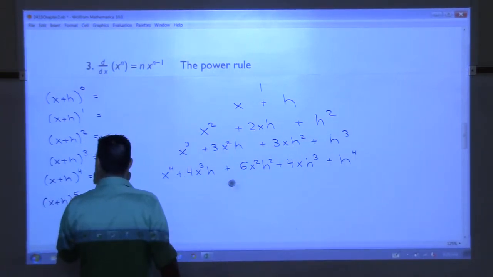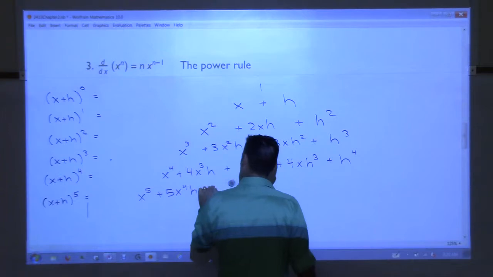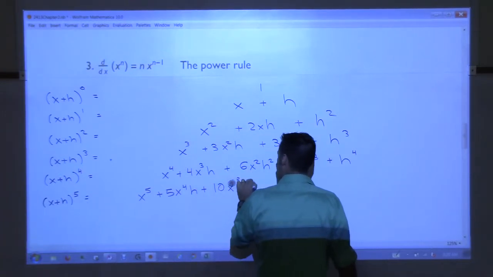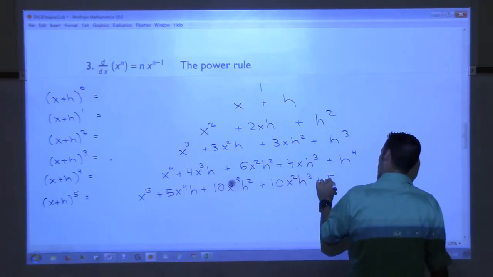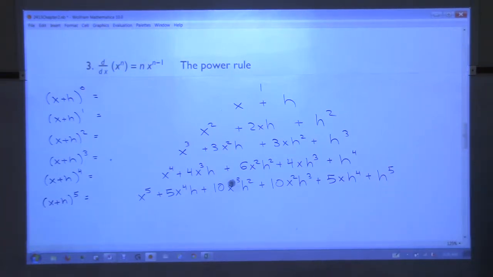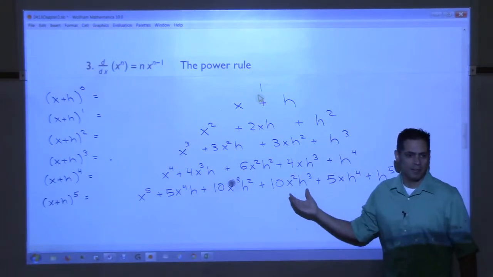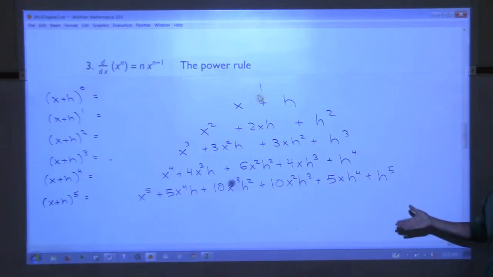X plus h to the fifth: x to the fifth plus 5x to the fourth h plus 10x cubed h squared plus another 10x squared h cubed plus 5xh to the fourth plus h to the fifth. All right, this is starting to look like a mess. Maybe it's not obvious, but I don't have these memorized. I'm not just spieling these off from memory. I know what the pattern is. There's a pattern in this, so let's talk about the pattern.